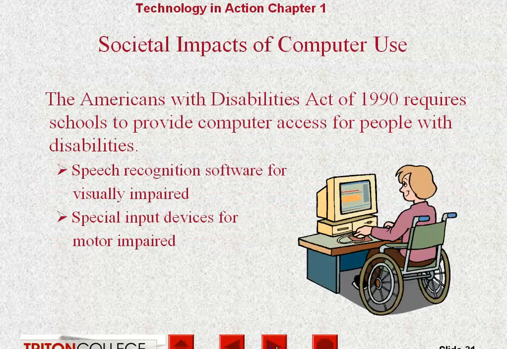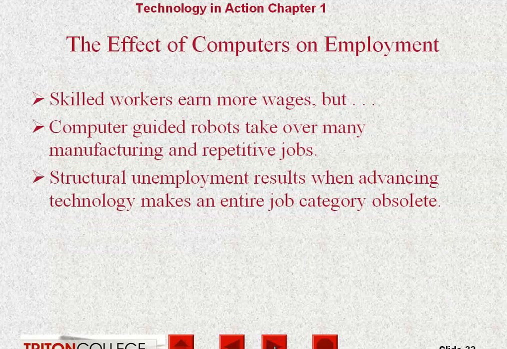There are societal impacts of computer use as well. The Americans with Disabilities Act of 1990 requires schools and other organizations to provide computer access. And this is really a good thing because it allows people who in the past have been more sidelined by society to more fully participate in it. And that's a good thing for all of us because a lot of times, like Stephen Hawking, for example, paralyzed from the neck down, one of the smartest people you would have ever met before he passed away. Very, very smart. Right up there with Einstein.